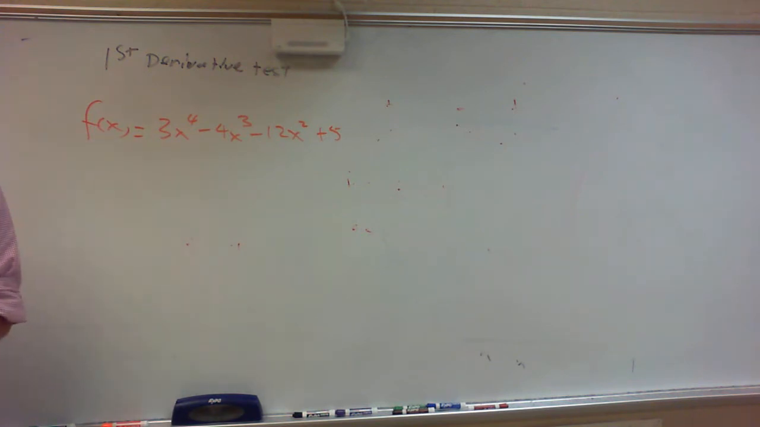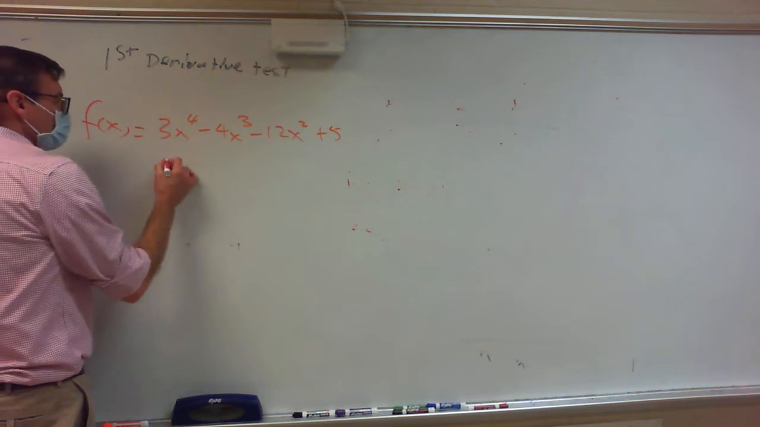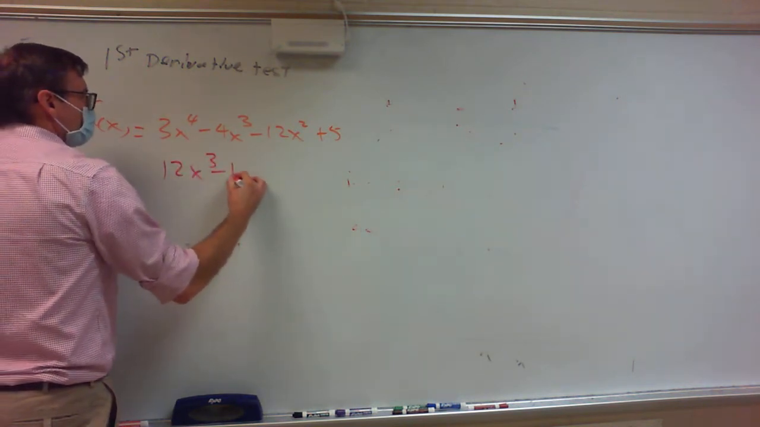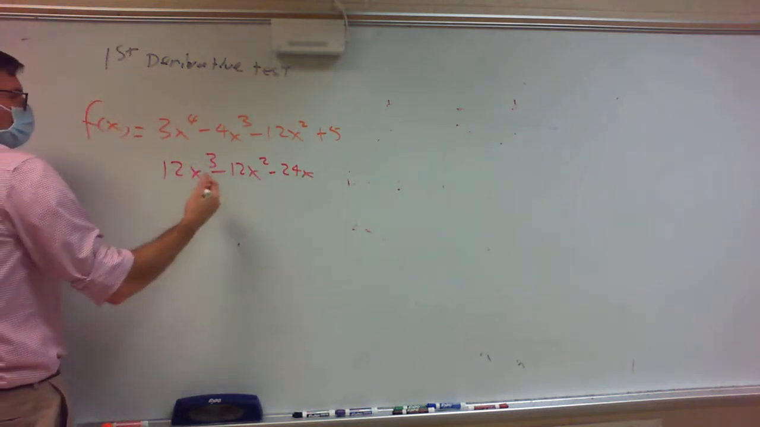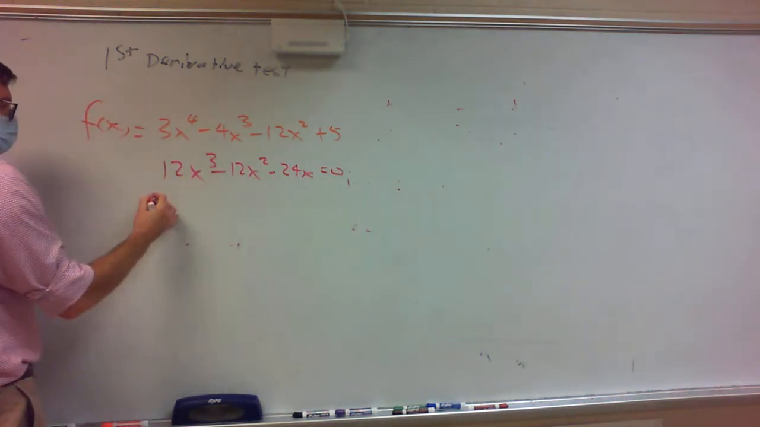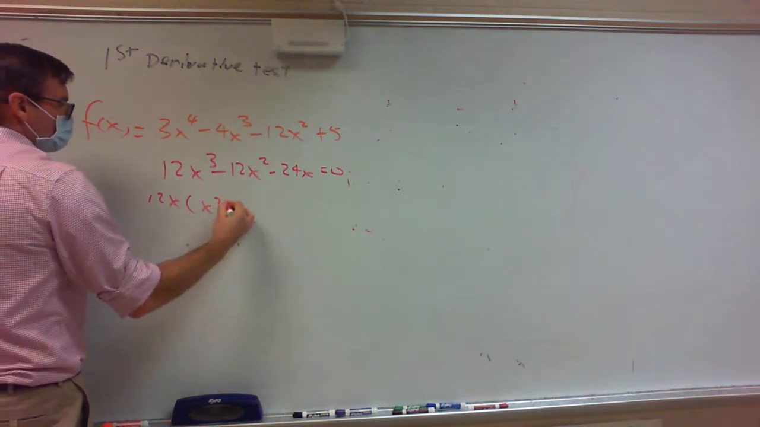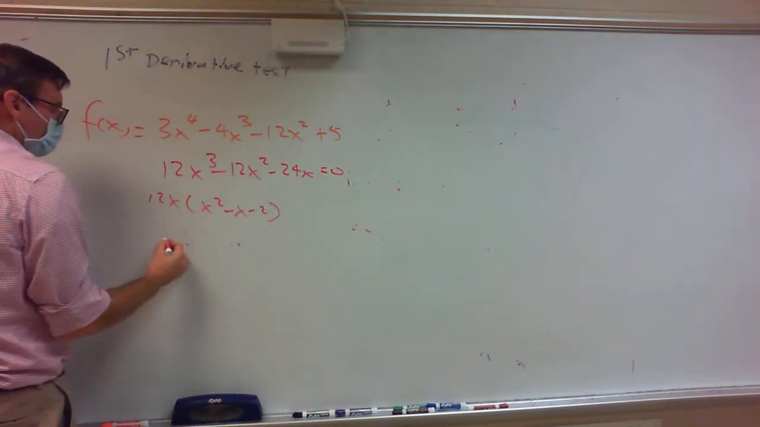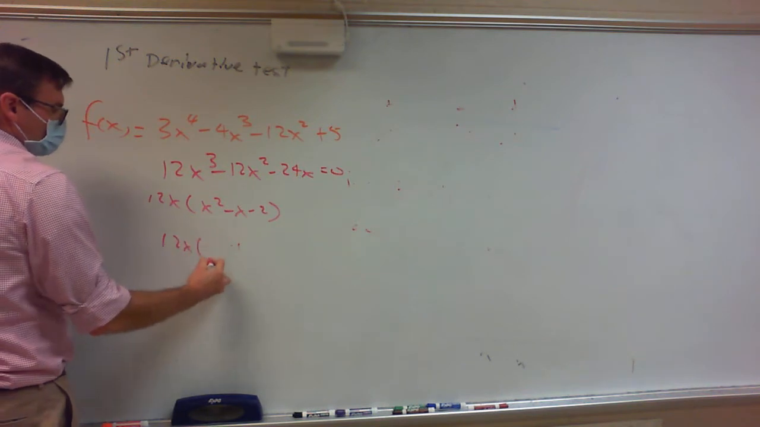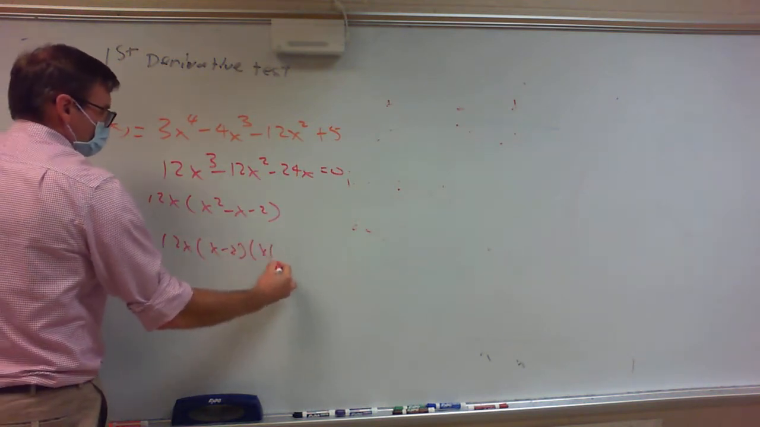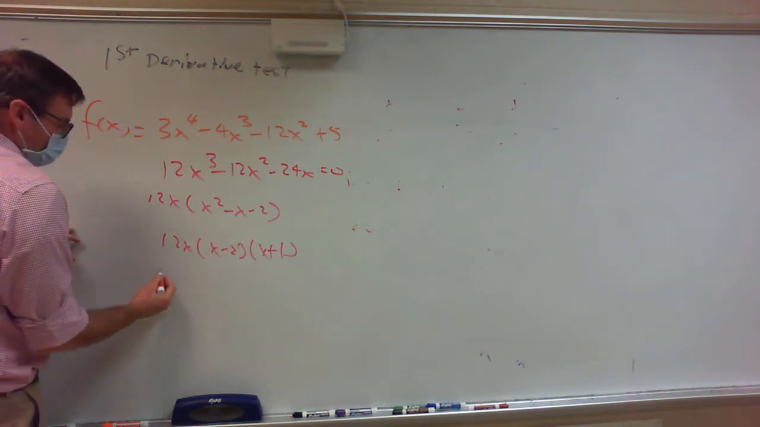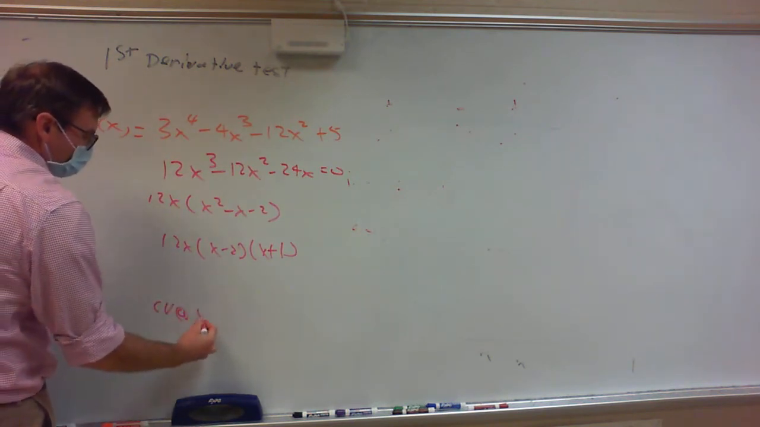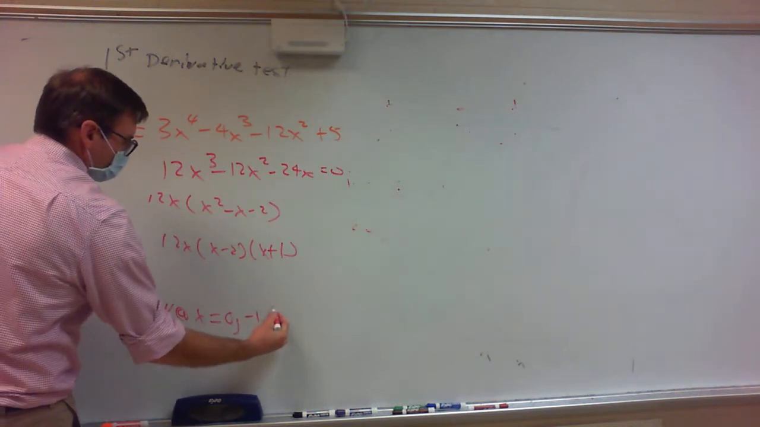So what do you do first? Take the derivative. Got to find our critical values. That's going to give me 12x cubed minus 12x squared minus 24x, and I want to set that equal to 0. So I'll factor out a 12x, which gives me x squared minus x minus 2, which gives me 12x times (x minus 2) times (x plus 1). So what are my critical values? 0, -1, and 2.